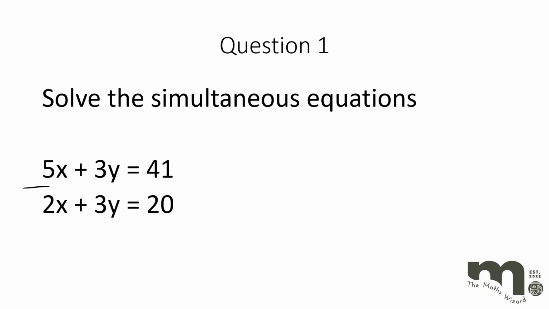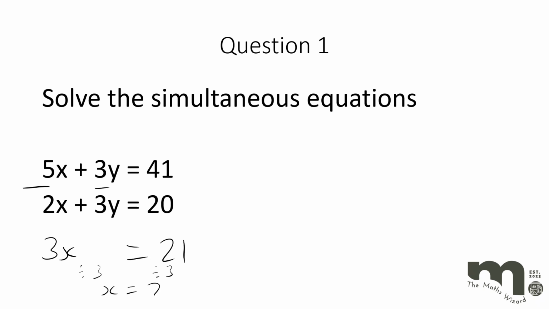Okay, so first of all, we've got 5x take away 2x. Well, that'll give you 3x. Now, when we do 3y take away 3y, that gets rid of the y to start with. So that's why it's called the elimination method. And then here we've got 41 take away 20, which means we're left with 21. So now we know that 3x is 21. We can divide by 3, and that will tell us that x is 7.